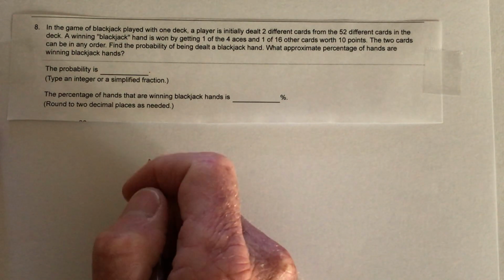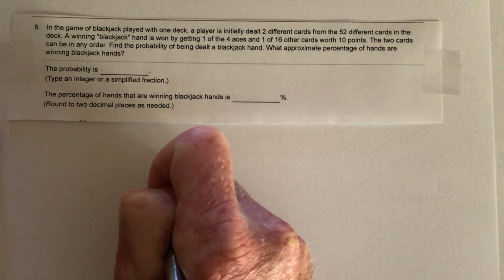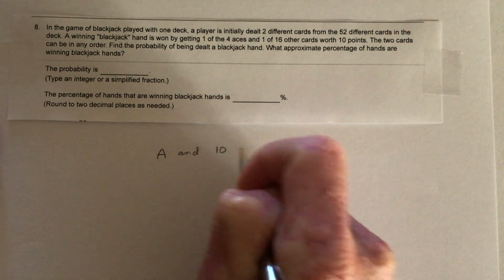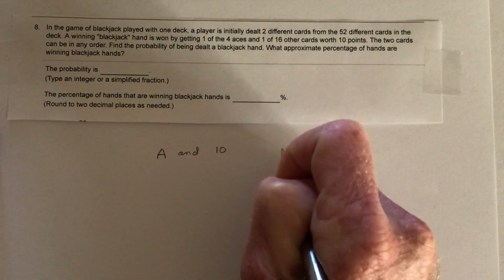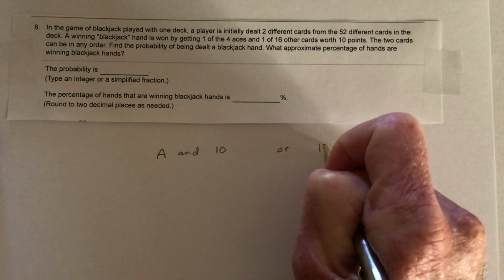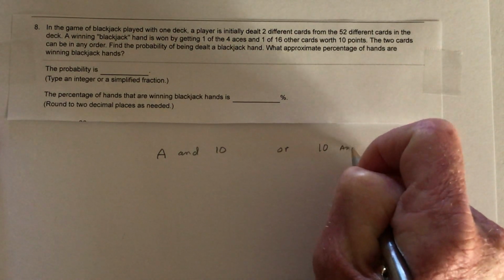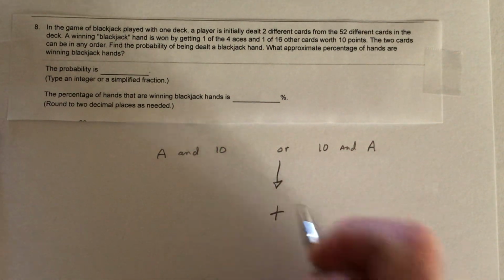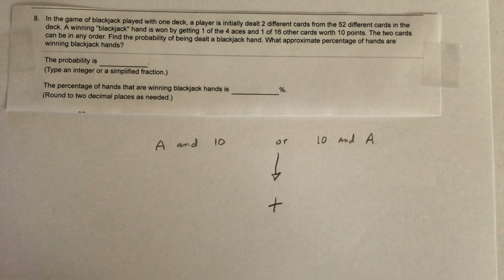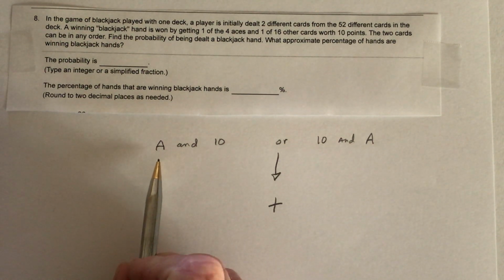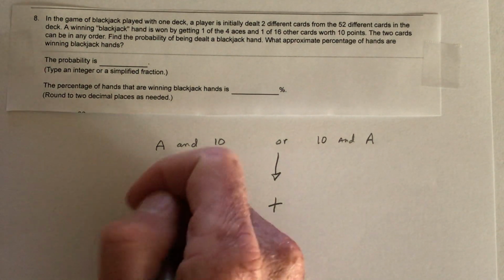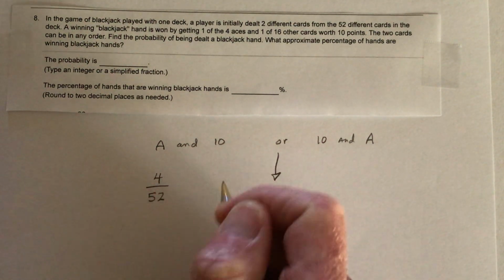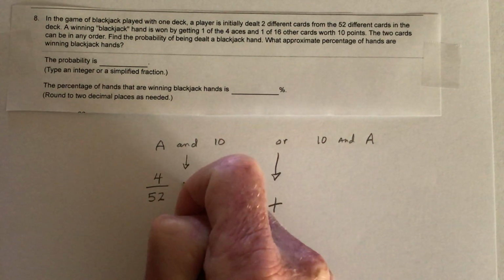Okay, so for a blackjack, I would do it like this. You have an ace and a 10 card. Or it could be that you have a 10 card and an ace. Now, or means you add the two possibilities together. Now for an ace, there's actually 4 aces and there's 52 cards total. And means you multiply.